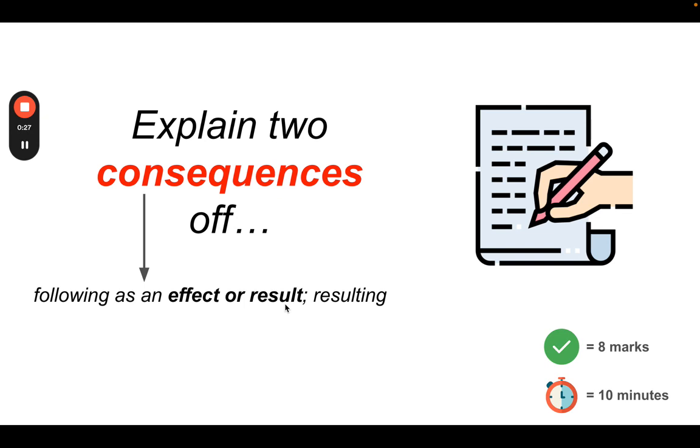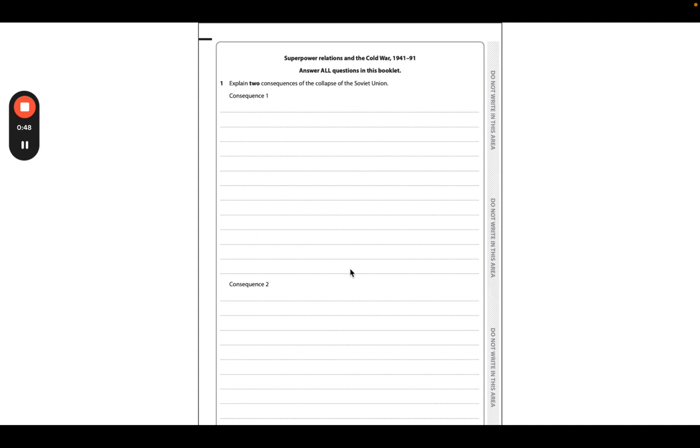It cannot be this happened and 10 years later down the line, this happened with a load of steps in between. It needs to be this happened and immediately after, this was the result. Now, this question is 8 marks, and as a result, you will have 10 minutes split between two paragraphs or two consequences. When you go into the exam, you will see something like this.